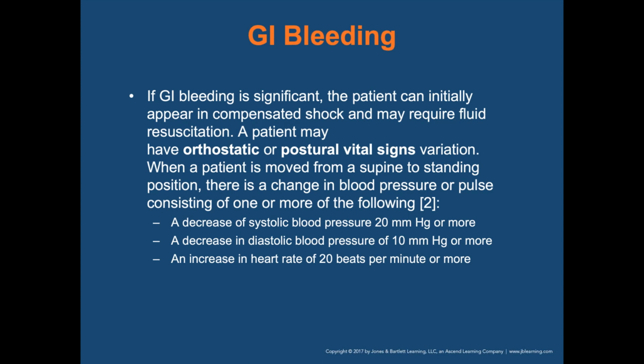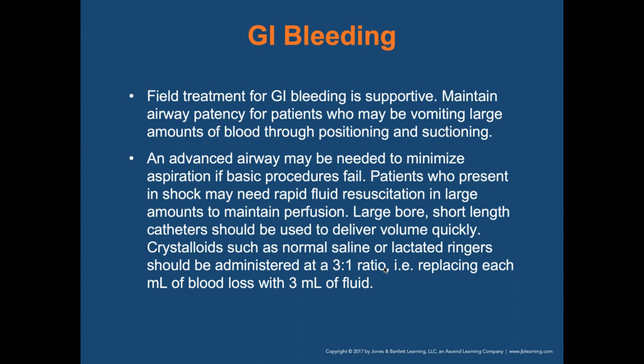If you can call for an ALS provider, it'll help you out tremendously. All right, so field treatment for GI bleeding is supportive. Maintain airway patency for patients who may be vomiting large amounts of blood. Position them for suctioning. We don't want to lay them at 45. You want to sit them up to 90 degrees if possible, and have suction already ready. Don't wait until their second, third, fourth vomit. You need to have everything hooked up.